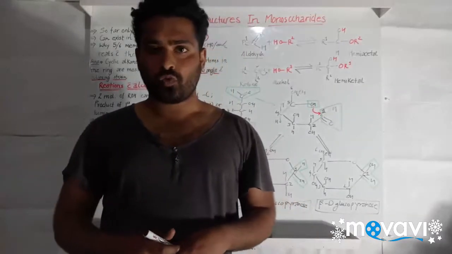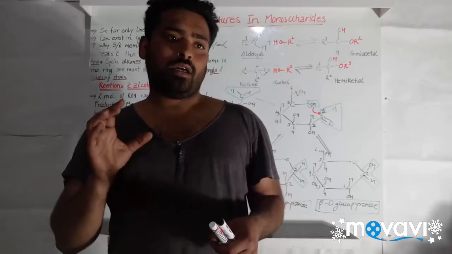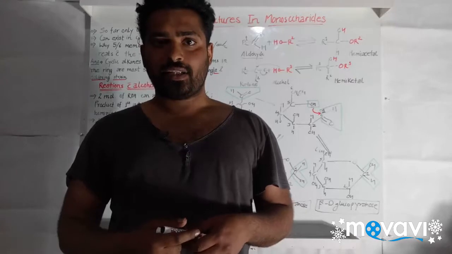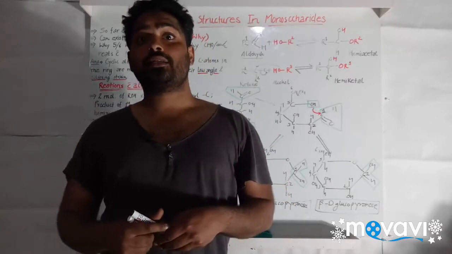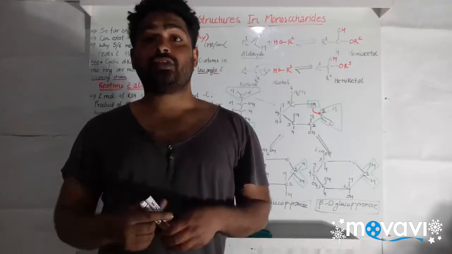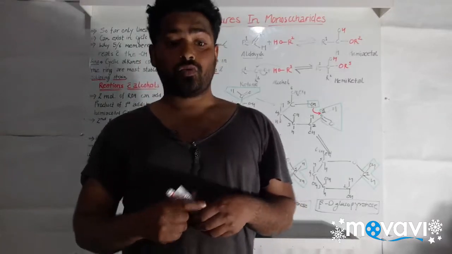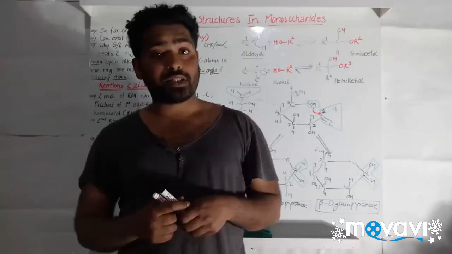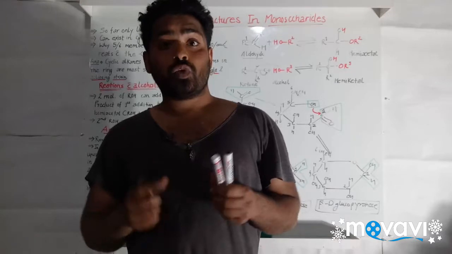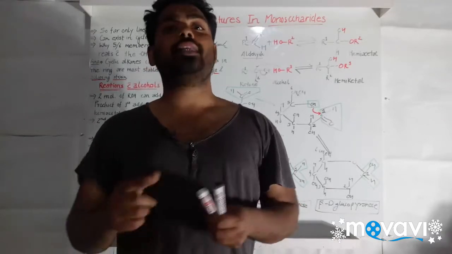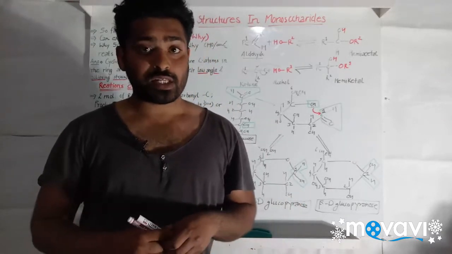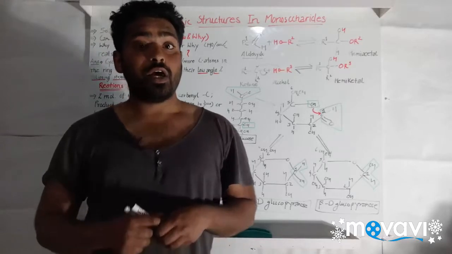Hello friends, so far we have seen the open chain structures of monosaccharides. In this video we are going to discuss the cyclic structures of monosaccharides. For that we have to address two questions: how they form into cyclic structures and why they form into cyclic structures. First is how they form into cyclic structures.